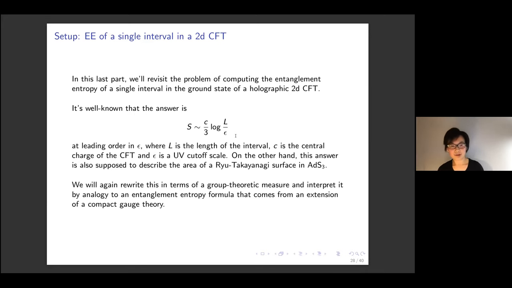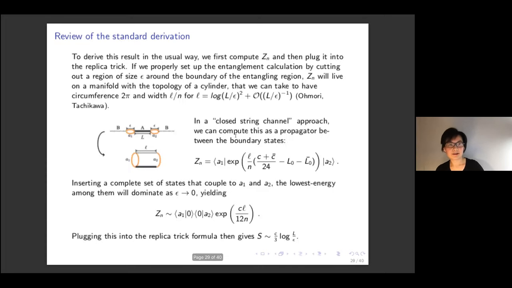So again, I'll take the approach of trying to rewrite this in terms of some group theoretic measure, and then interpret it by analogy to an entanglement entropy formula that comes from an extension of a compact gauge theory. So let me first quickly remind you of the usual way that we derive this result. We first, again, compute the n-replicated partition function and then plug it into the replica trick formula from some slides back.